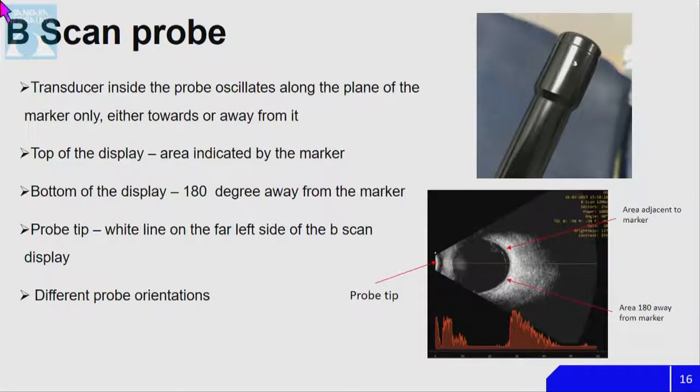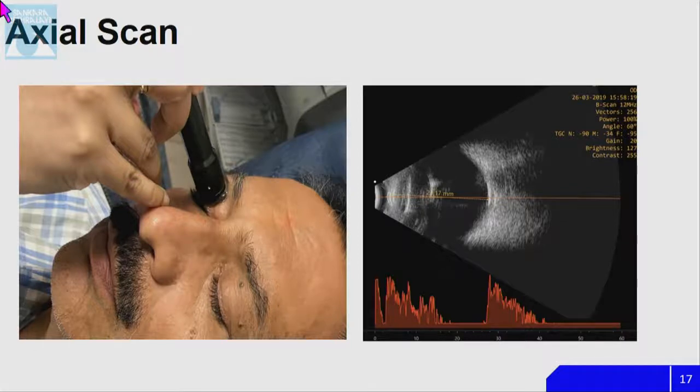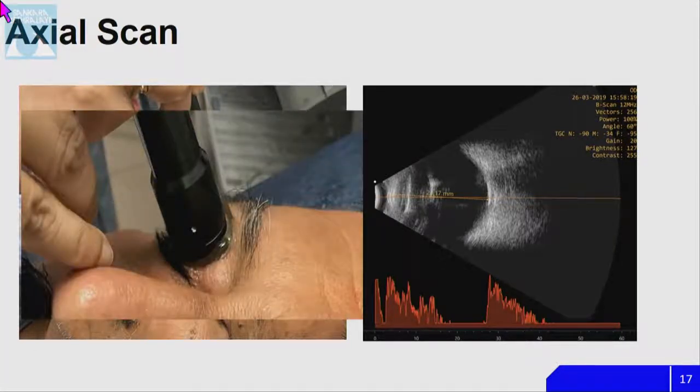So there are different probe orientations. This is the axial scan, in which the probe marker is usually placed nasal, and the lens and the optic nerve should be centered. It is most useful for assessing optic nerve head disorders, subtenon widening, and T sign and all that. And it's also vertical and horizontal. Vertical axial is performed with the probe up.